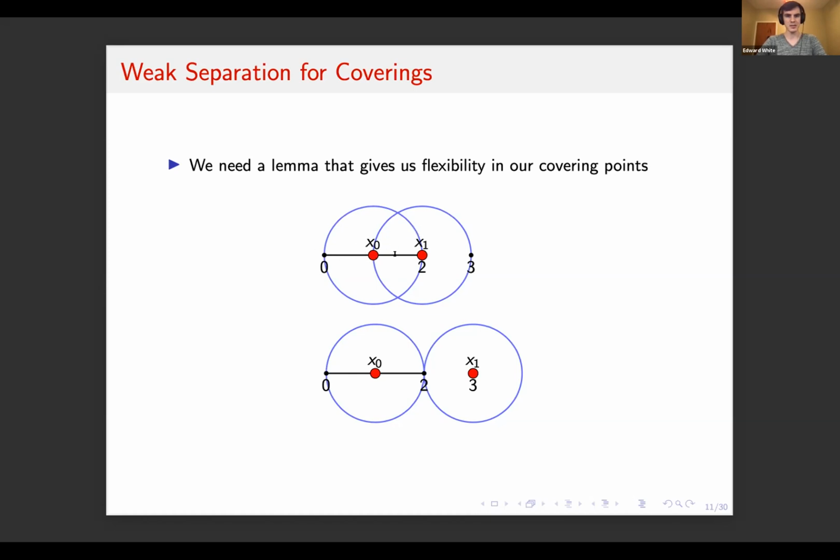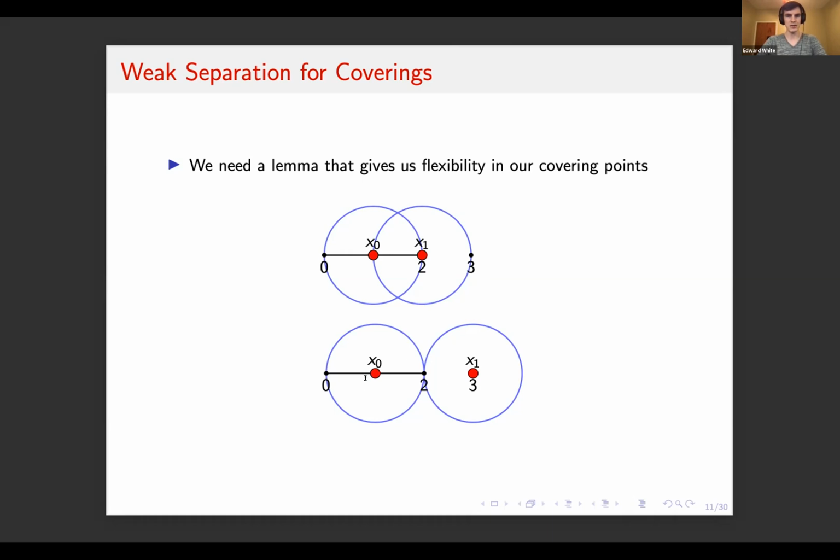And the covering radius for this configuration is exactly 1, because from x0, it takes exactly radius 1 to get to 0. And then from x1 at the point 2, it takes radius 1 to get over to the point 3. Now, what this lemma essentially gives us is a little bit of flexibility in the covering points, because if I take the point x1, and instead move it over to the point 3, which can be seen in this second image, all I've done is move it from 2 to the point 3. I achieve the same covering radius by changing this configuration.